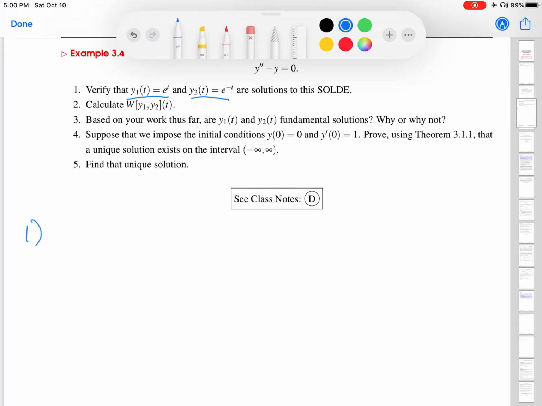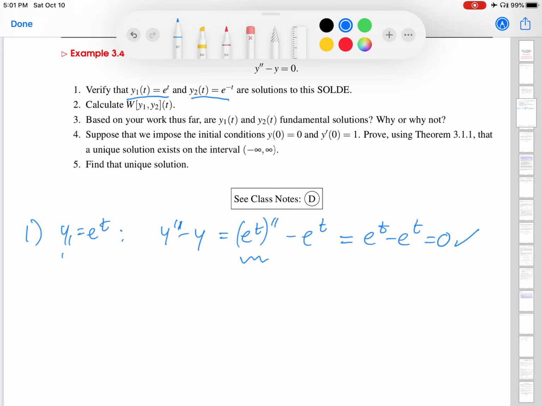So the first thing we'll do is y1 equals e to the t. If we are going to substitute it into this left-hand side, then we are asked to find the second derivative of e to the t and then subtract e to the t. It just so happens that e to the t's derivative is e to the t. And then you differentiate that again, you get e to the t once again. So we get e to the t minus e to the t equals 0. So check. That means that this function solves the equation up here. So that is how you verify it.